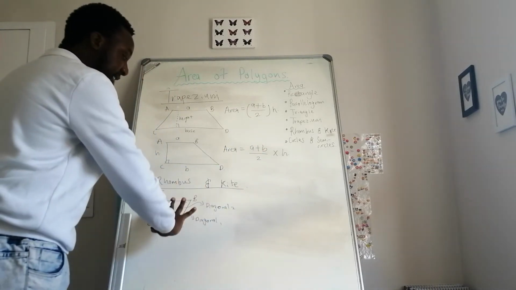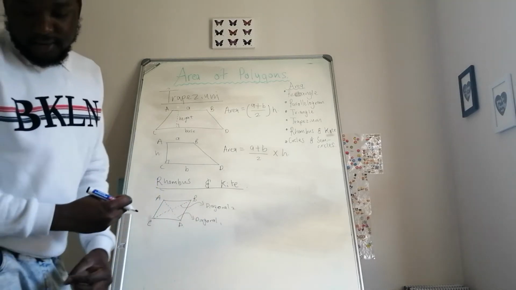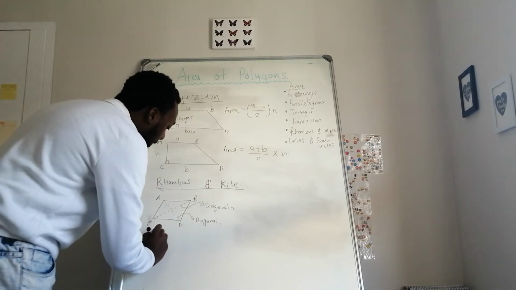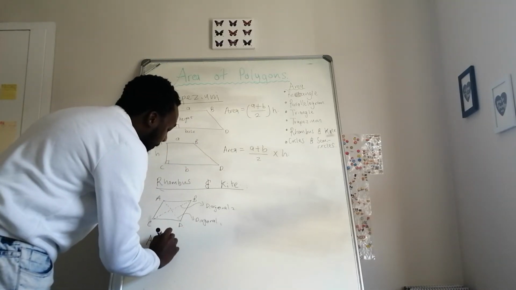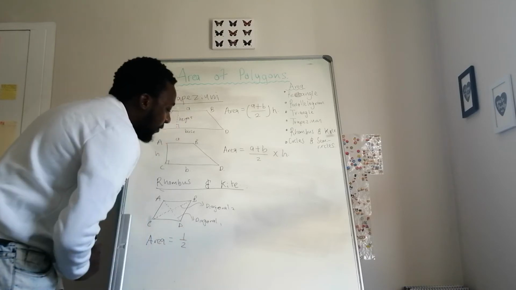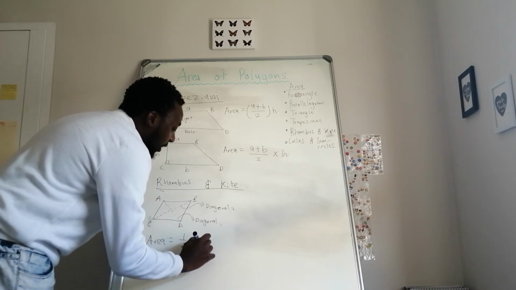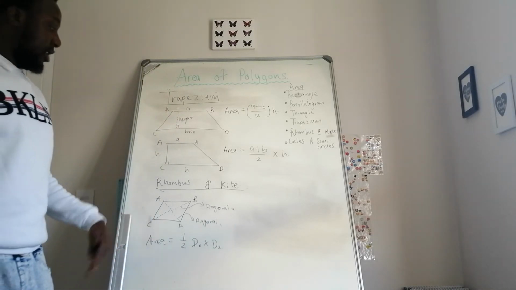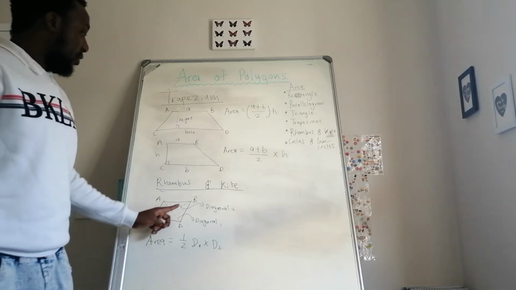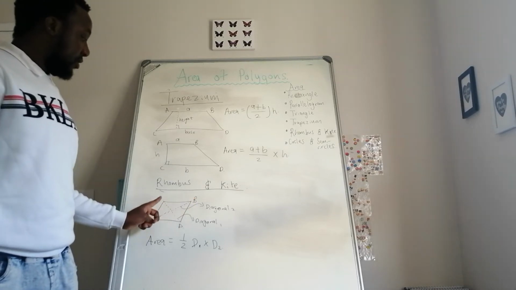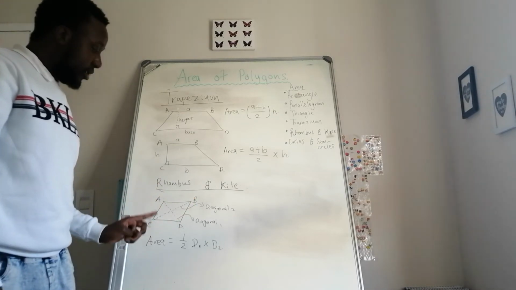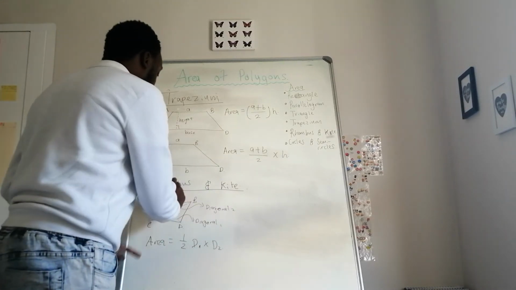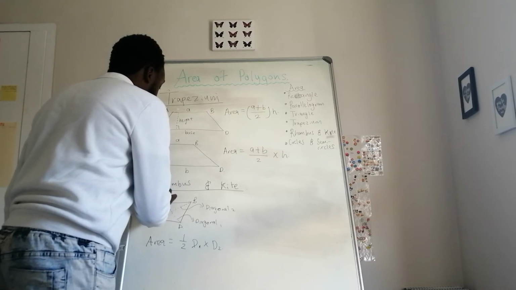right? And so how do we find the area of that? Area of a rhombus is just half of diagonal 1 multiplied by diagonal 2. So that's how we find area. Just multiply the first diagonal with the second diagonal, and take half of that. And that should give us the area of a rhombus. So this is a rhombus.